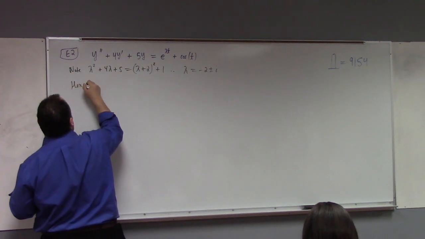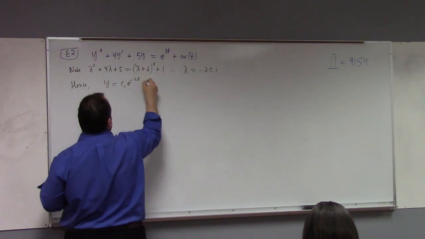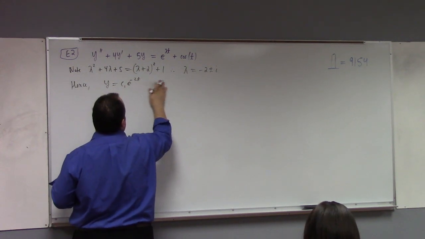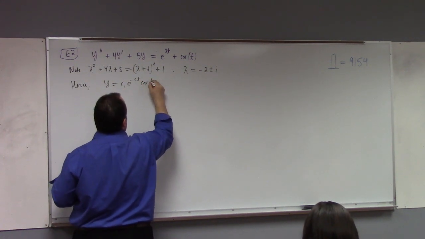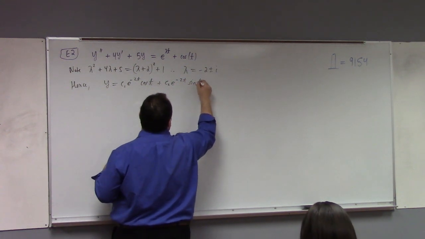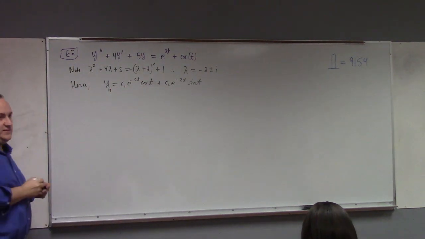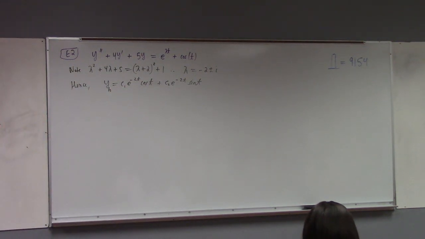Hence, y is equal to c1 e to the minus 2t cosine t plus c2 e to the minus 2t sine t. Not y, actually. This is the homogeneous solution. All right, so let's stick a pin in that. We'll come back to it.